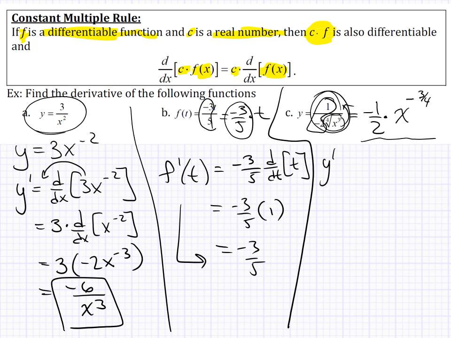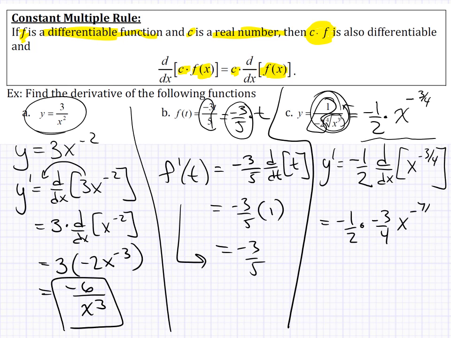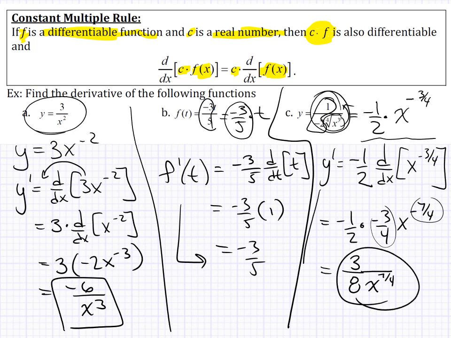So then y prime would allow me to take the negative 1/2 and pull it out. Really only take the derivative of x to the negative 3/4, in which case that's just a power rule, so I get negative 1/2 times negative 3/4 x to the negative 7/4. New power is 1 less than the original, and here's the original power. Multiply this out, negative gives you positive, 3 over 8. Bring that x to the denominator because the exponent is negative 7/4, and there's my derivative.